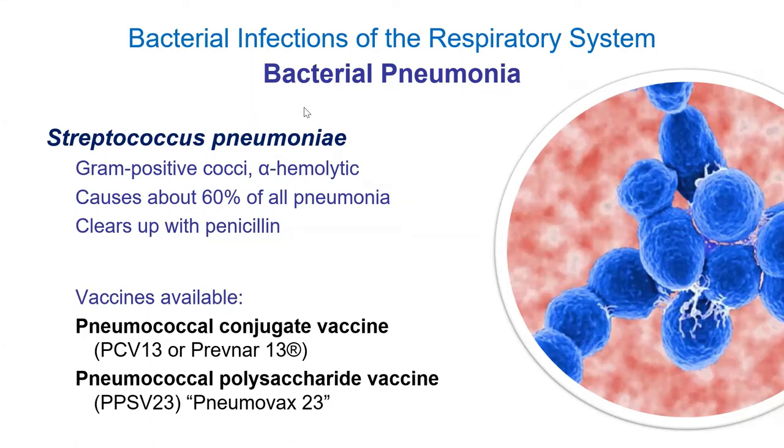And there's this Prevnar 13, I guess it's 13 strains. And I think that one in particular is given now as a part of the routine child vaccination, so I'd have to look that one up. I know it's definitely not something that I had as a child, but I think now it's routine, and I think that's a relatively new thing, although again, I'd have to look that one up.